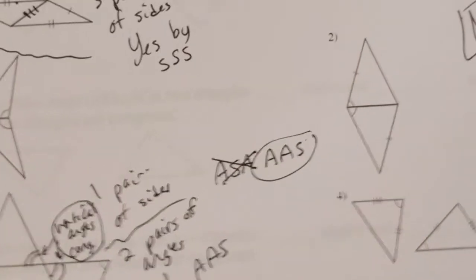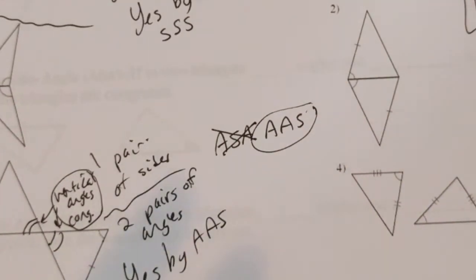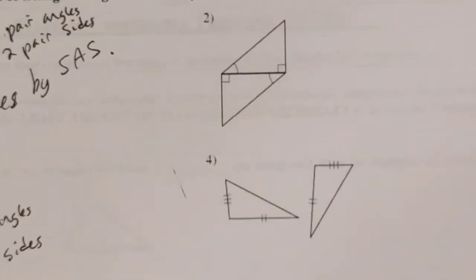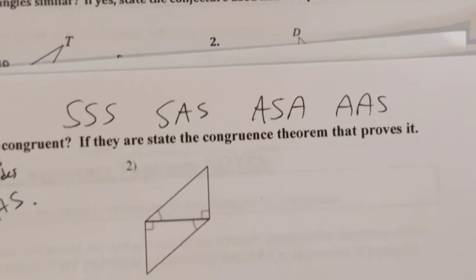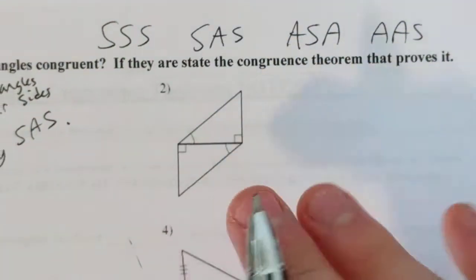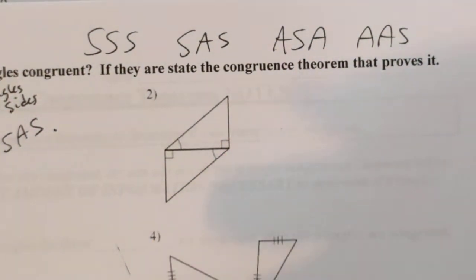So you're going to have to look at the diagram, determine what you have given to you as far as angles and side information goes, and then decide which of these you're going to try and use. And if you can't use them because it's not enough information or they're in the wrong spots, the angles or sides, it's going to be not congruent. If it turns out you can use it, it will be a congruent set of triangles.